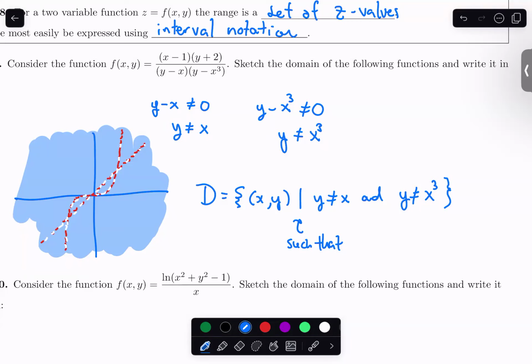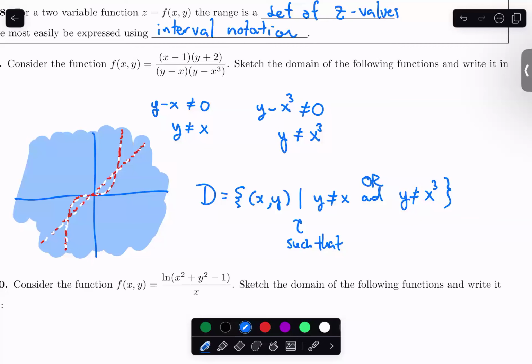This is more the English, and here for those of you sticklers, it probably is better to say an "or" there. So Y should not be equal to X or Y should not be equal to X cubed. Either of those would be issues. So that's how you write it in the set notation.